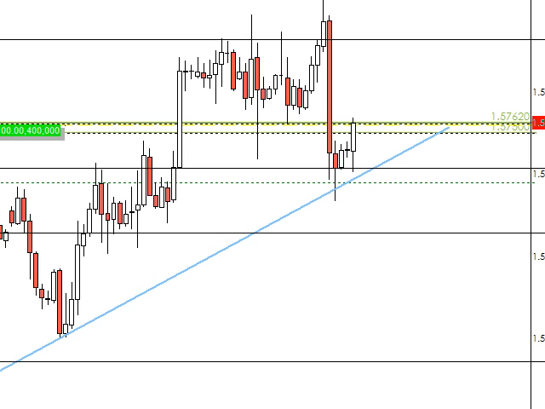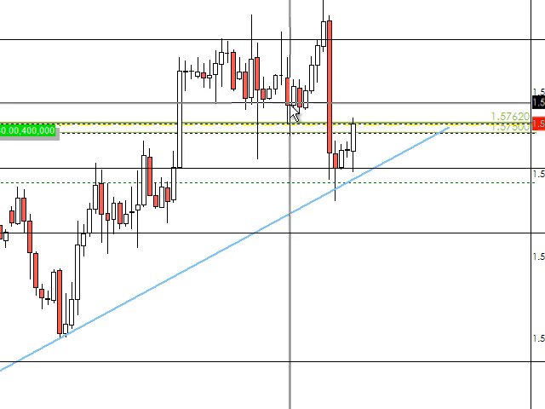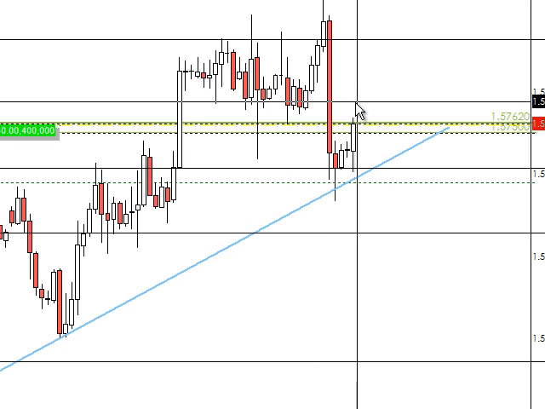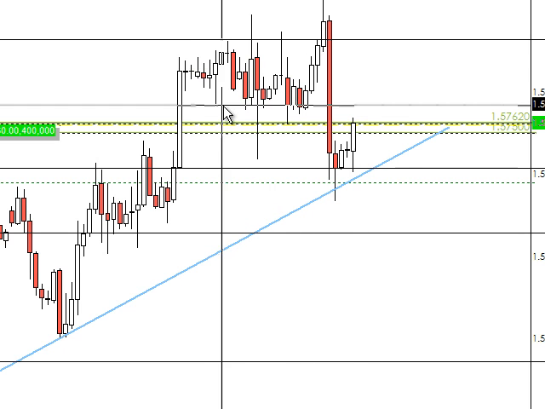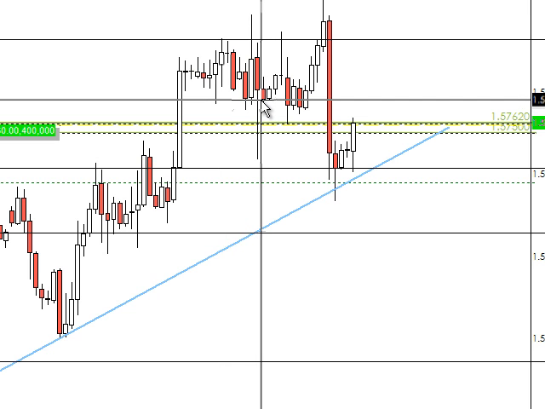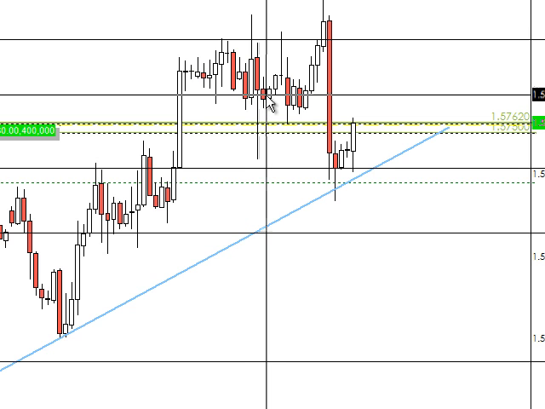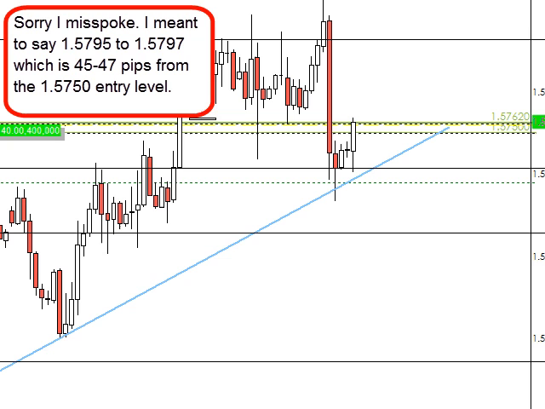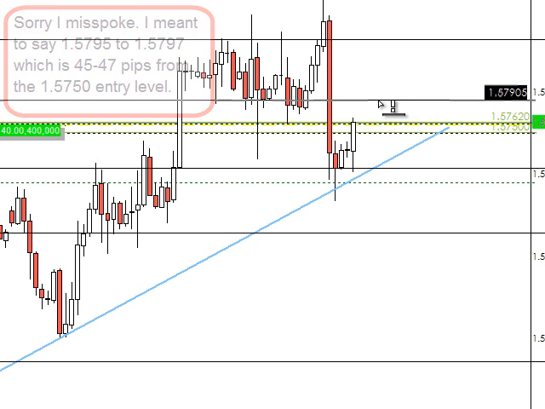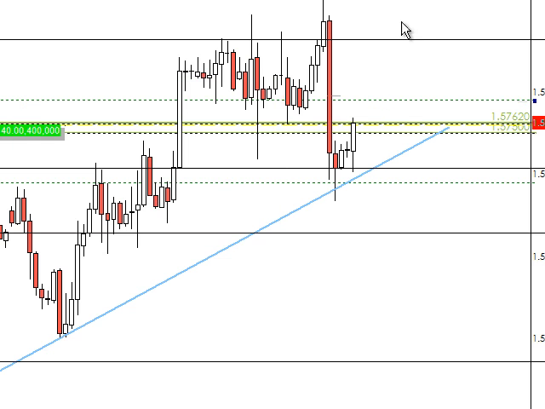Okay, looks like an interesting trade. I'm pretty sure this trade's going to work out quite well. The target is going to be just a little less than 50 pips, because the entry was 1.5750. The target is going to be 1.5800, but I'm going to put it just short of that, because 1.5800 is a psychological level, and you can see what happened with the last psychological level. The price came within 3 pips.